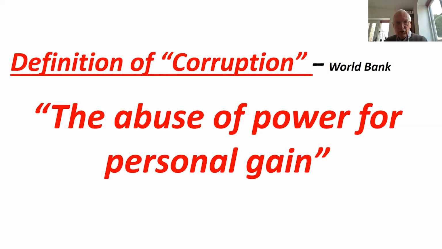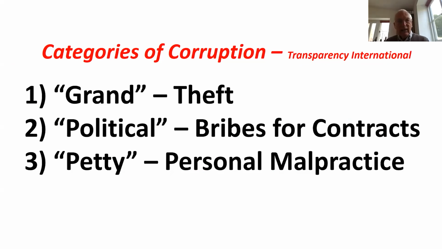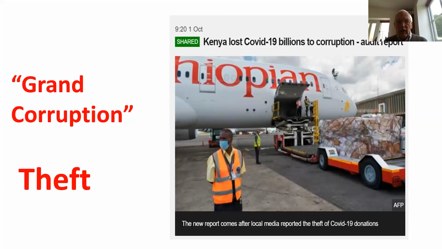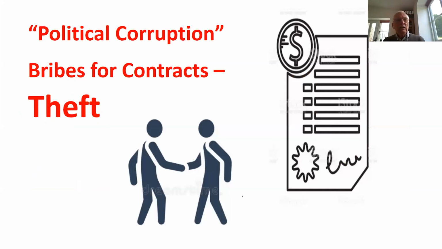I've used the World Bank definition, which is the abuse of power for personal gain. Now, Transparency International has three categories of corruption. I'm only really going to talk about the third, but just introduce what grand and political are. Grand is basically theft. It occurs in mega scales, such as the recent admission that there were billions of dollars of money lost in Kenya. It could have been any country because there are plenty of other examples. That's grand corruption at a major level. The second is political corruption, where bribes for contracts occur, and that may occur at a very senior level in government. It may occur at a district health authority. It may occur in a hospital or in a community health setup, but I'm not going to go into those.